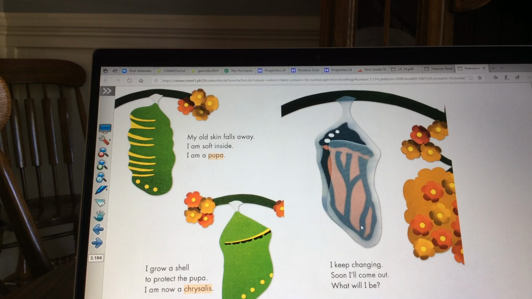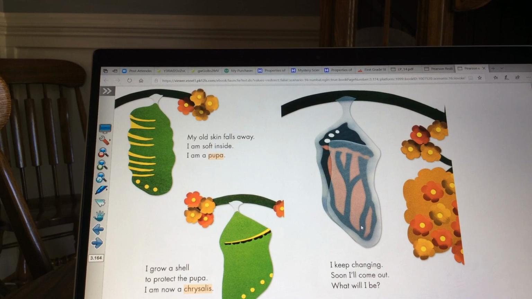What is the sequence the caterpillar goes through to become a butterfly? Think back to the pictures to help you remember. What does it start as? What happens next? Then what? And then next, after that. Is the sentence, "I am now a chrysalis," a fact or an opinion? How do you know?